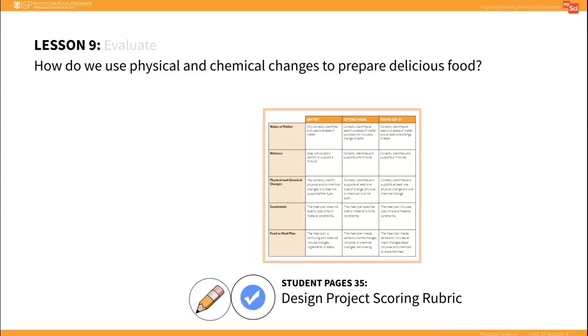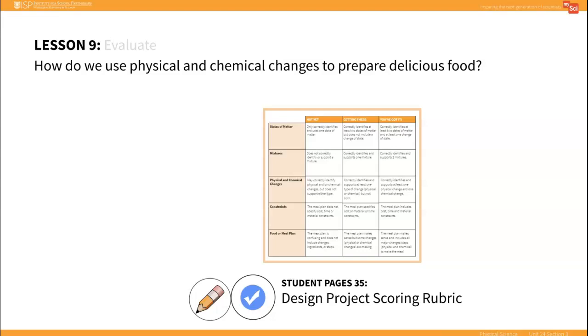During the Evaluate portion of this lesson, students will turn in their work to you and you will use the rubric to evaluate what they've produced. You'll also revisit the anchoring phenomenon. You'll ask students, when we baked a cake, did a physical or chemical change occur?